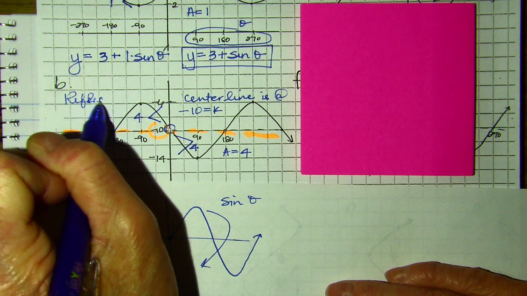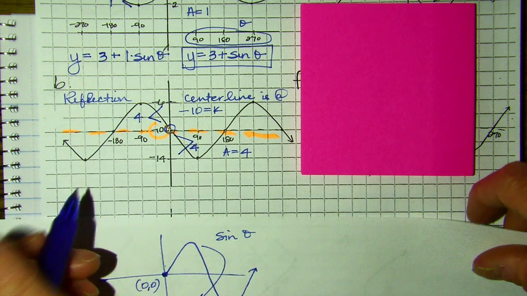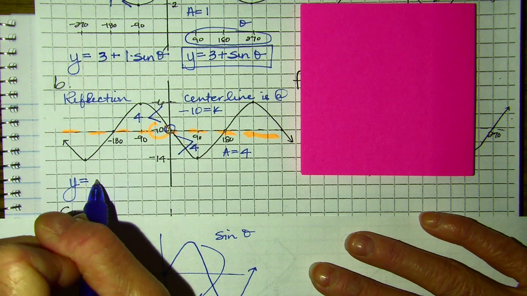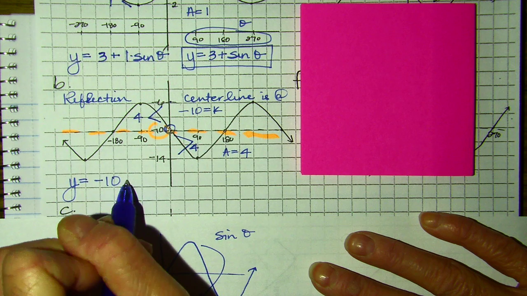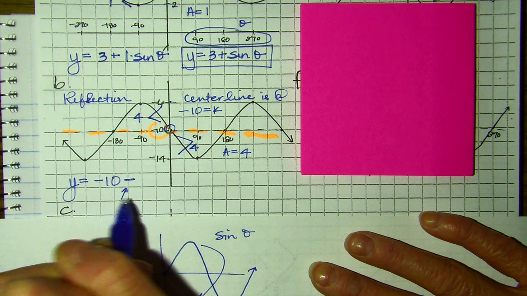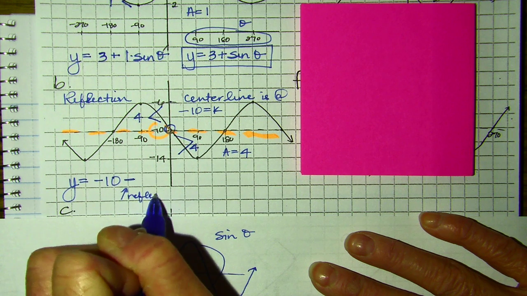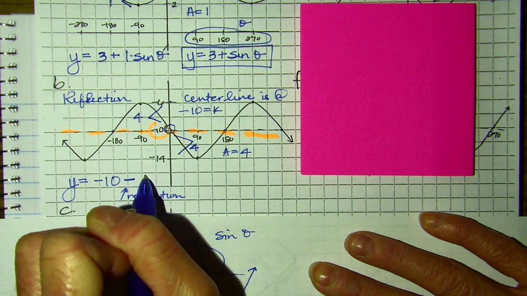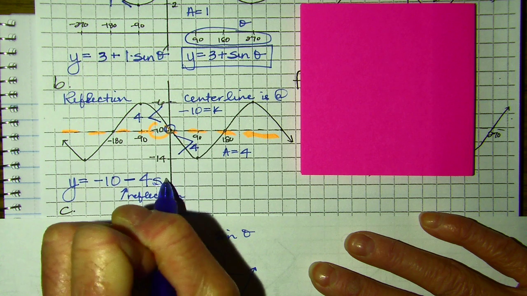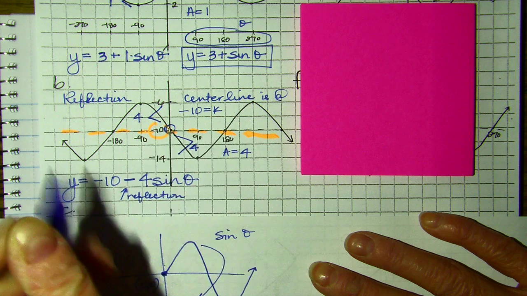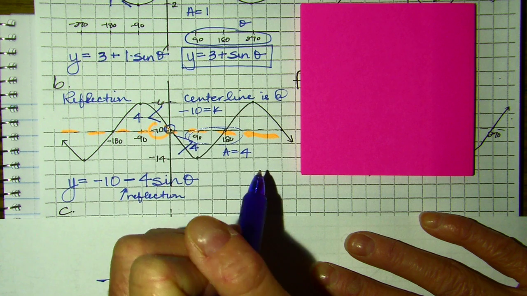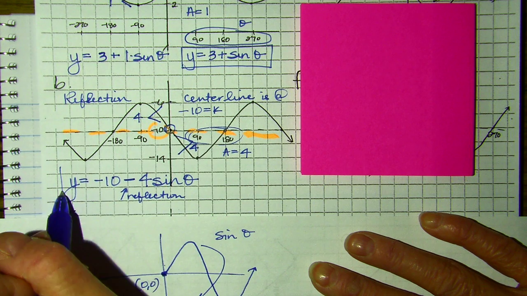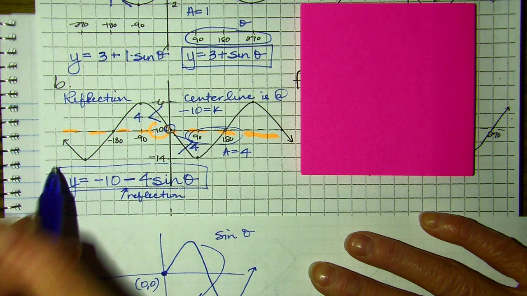Now that's from a prior section. So here should be our formula. y equals k goes first. Now this negative right here is because of the reflection. And then I'm going to write my amplitude and then the sine of theta because it's in degrees. So this would be my answer.